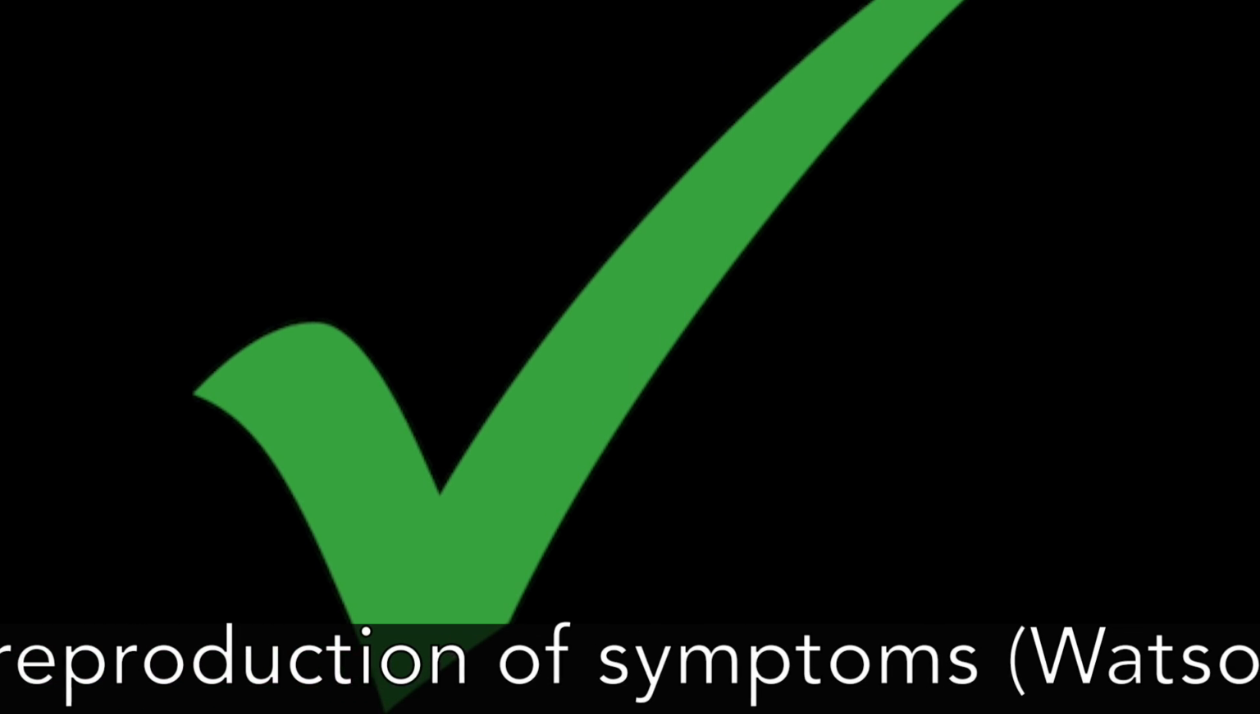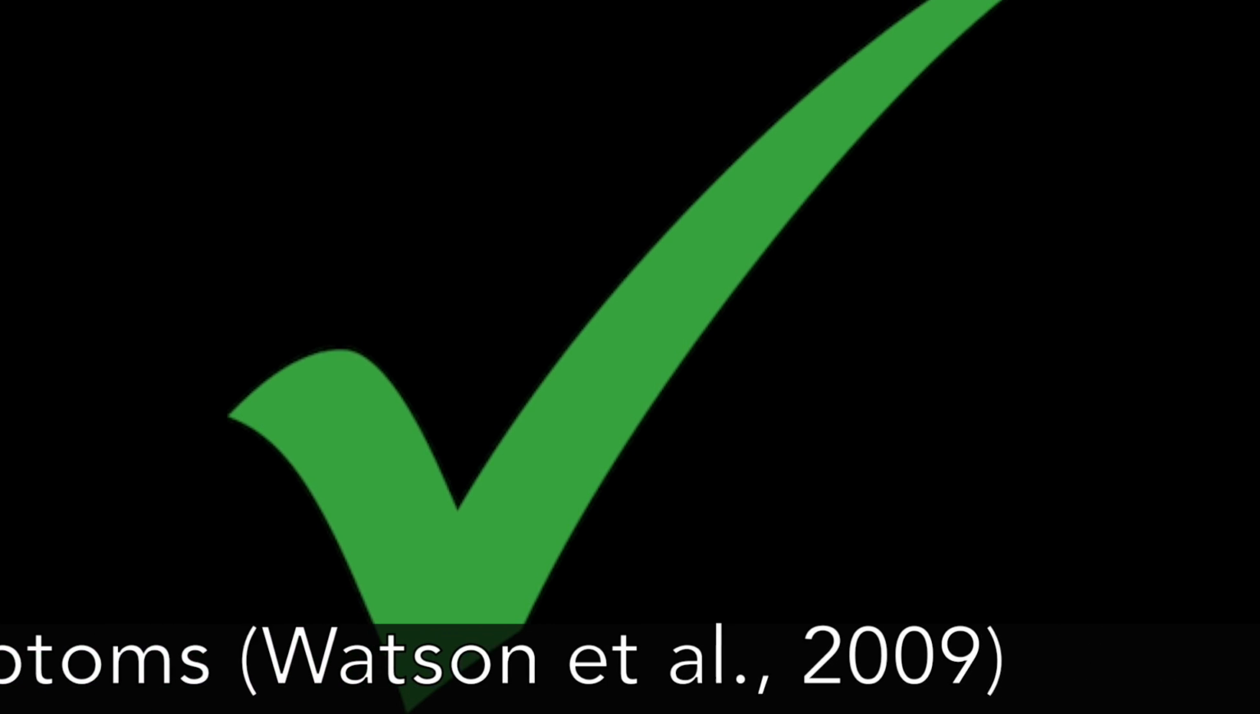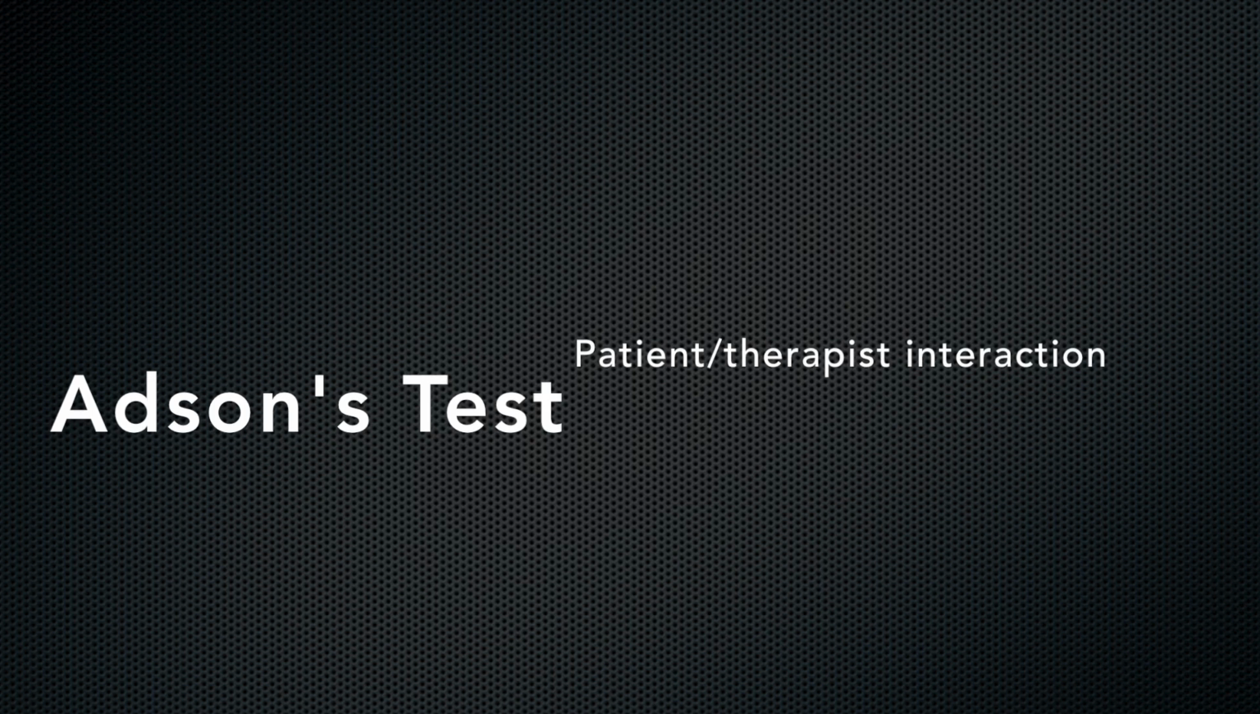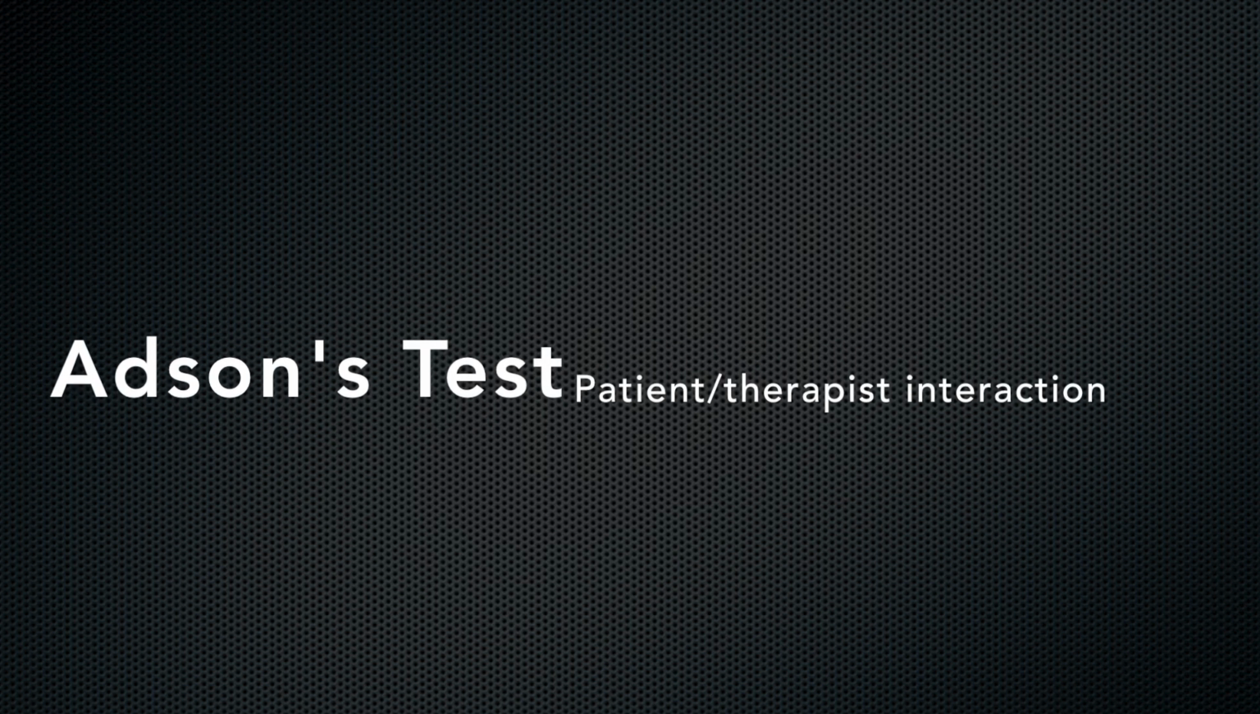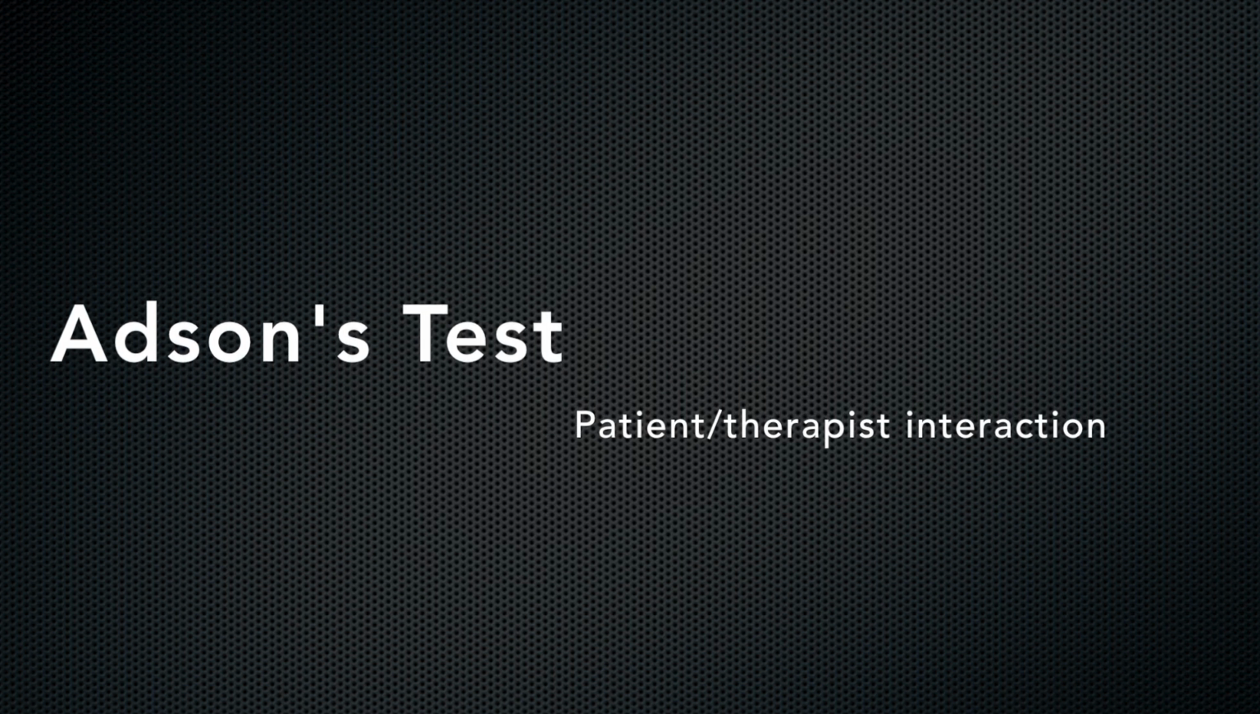A positive test includes pulse obliteration and reproduction of the patient's symptoms. A negative test includes any other results. The following is an example of a patient and therapist interaction.